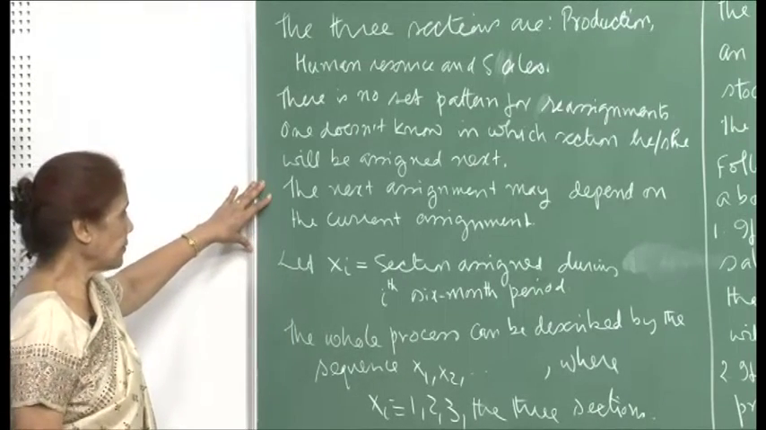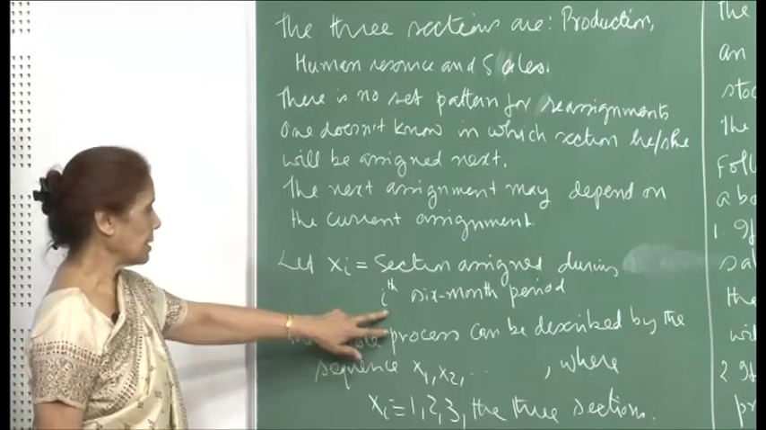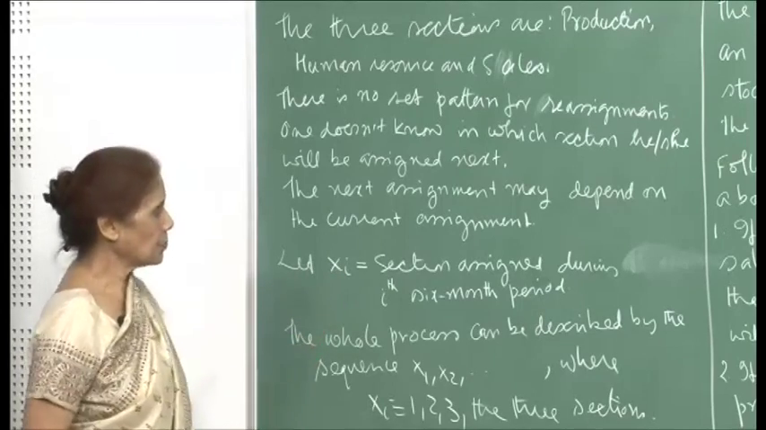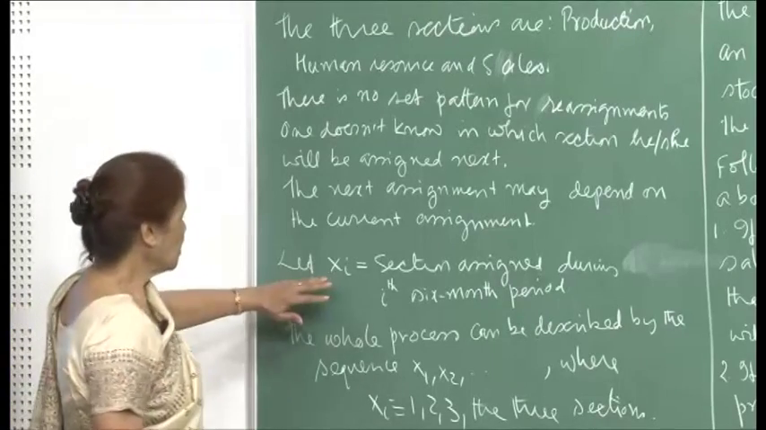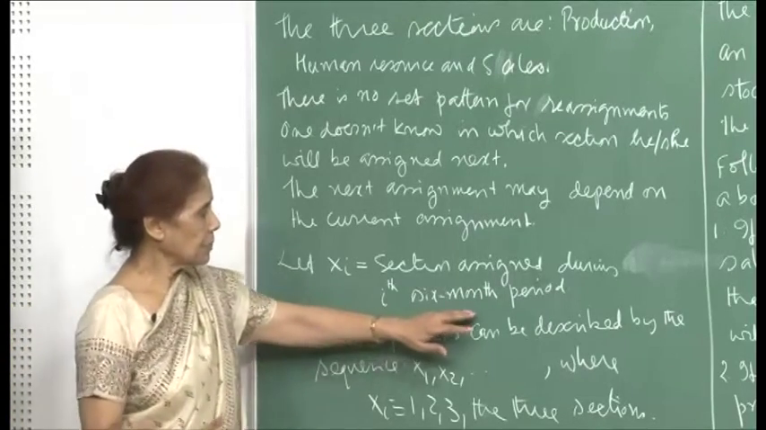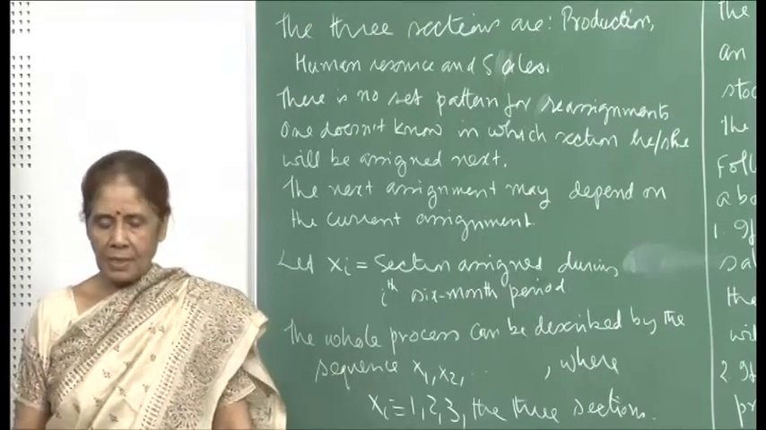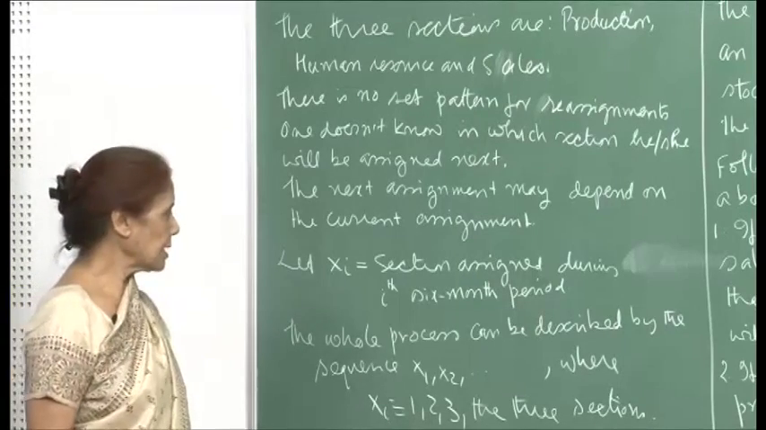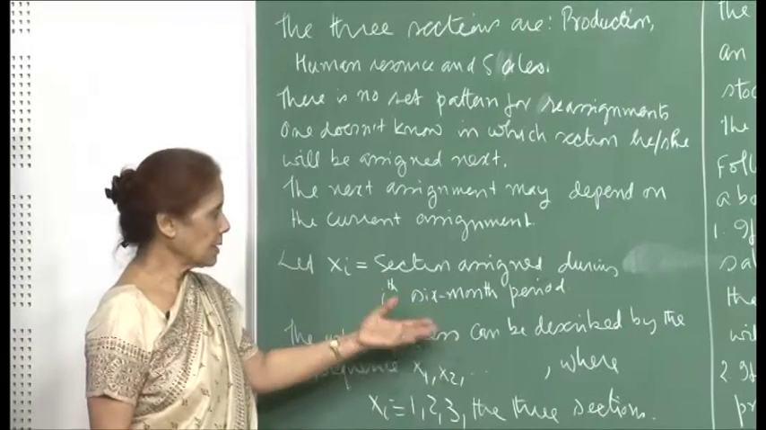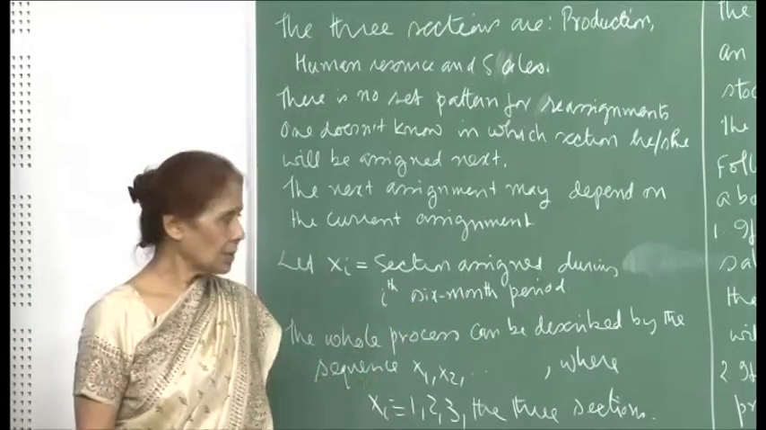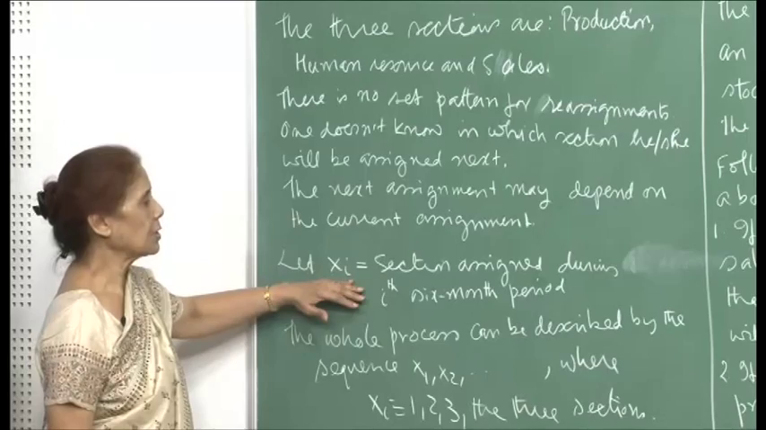So, let Xi denote the section assigned during the ith 6 month period. Suppose you take one employee and look at his profile, where you keep on measuring. Your time period is a 6 month period. When you get assigned to a section, it is for 6 months, and at the end of the period there will be another assignment, and you may either stay in the same section or get transferred to another one. So, let Xi denote the section assigned during the ith 6 month period.